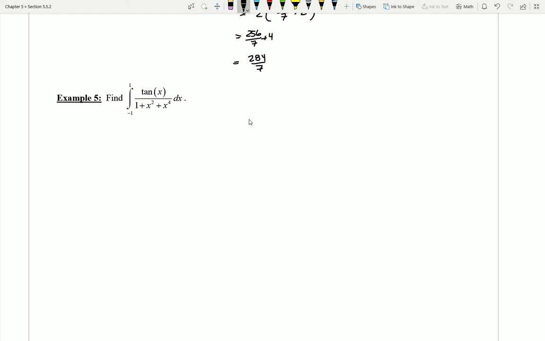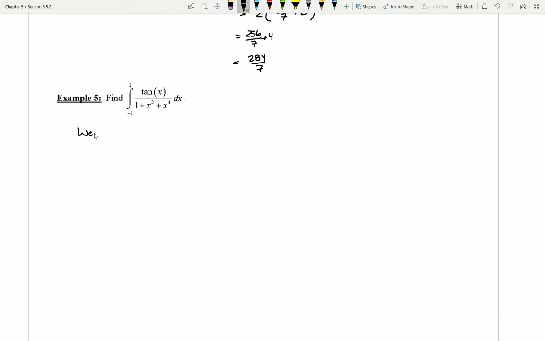Let's take a look now at example 5 and see why exactly it's so powerful to come across an odd function that we're integrating specifically on an interval from a negative value to a positive of the same value. So what we'll see here is that in example 5, we're working with a function f of x is the tangent of x over 1 plus x squared plus x to the fourth. And this is a rather complicated looking function.